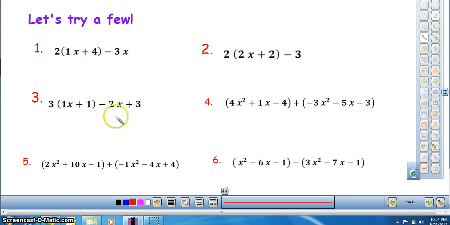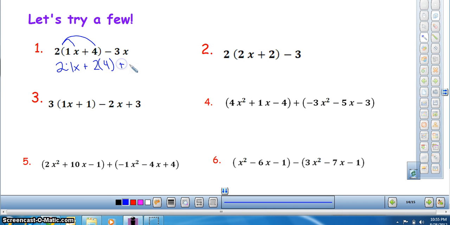Simplifying. What we did yesterday was simply adding our like terms. Today, we're going to combine 2 steps. We are going to, as we look at the problems, distribute first, then add our like terms. So in this first one, we'd have 2 times 1x plus the 2 times 4.